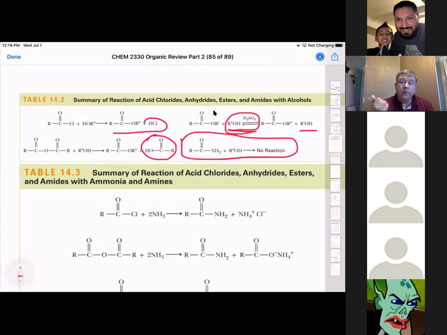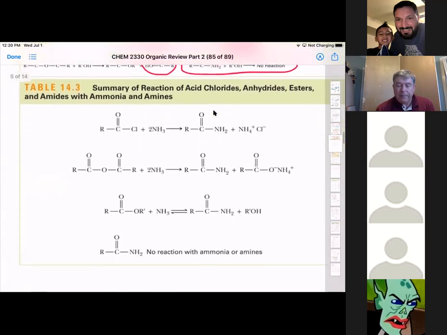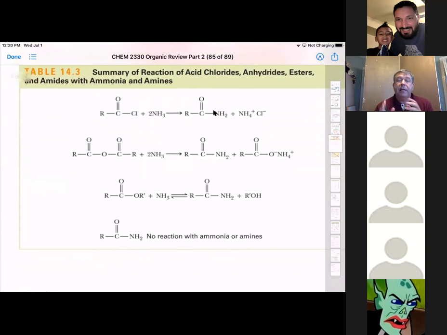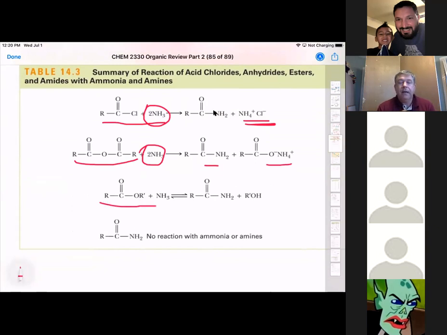So the amides will react with strong acids and bases in water, but will not react with alcohols. So we cannot generate our ester from an amide, okay? So now let's see what about reacting each of these substituents with an amine, or in this case, ammonia. Again, the acid chloride will react spontaneously, but requires two equivalents because we need to make a salt. The anhydride will react spontaneously, but it will also need two equivalents because we generate a salt. In the case of the ester, we only need one equivalent because we're creating neutral.